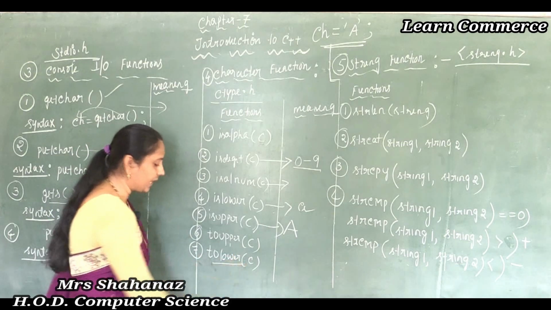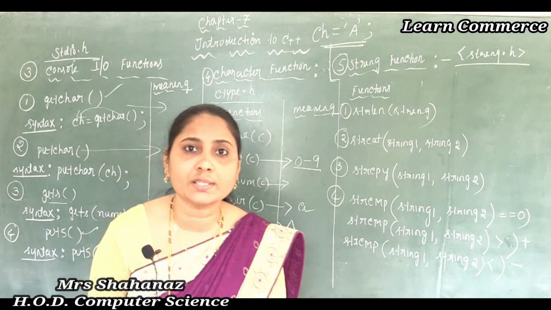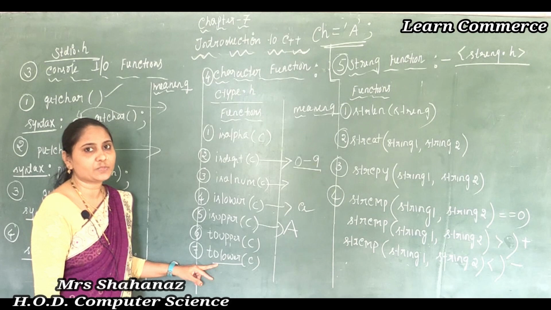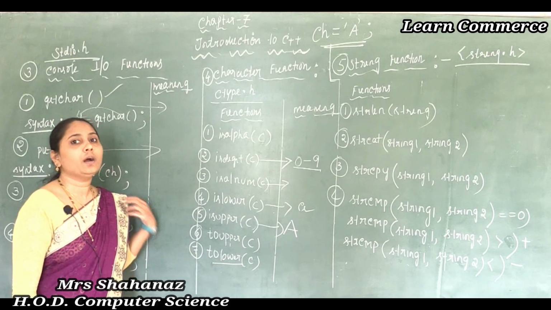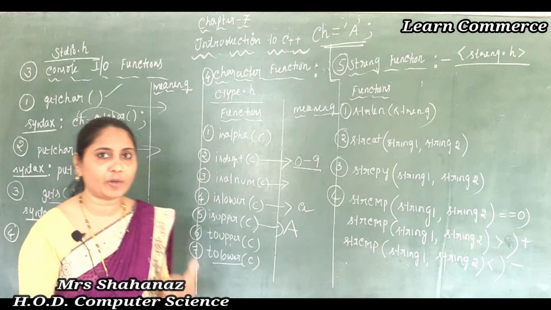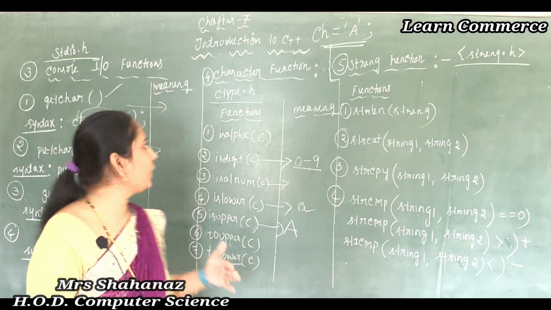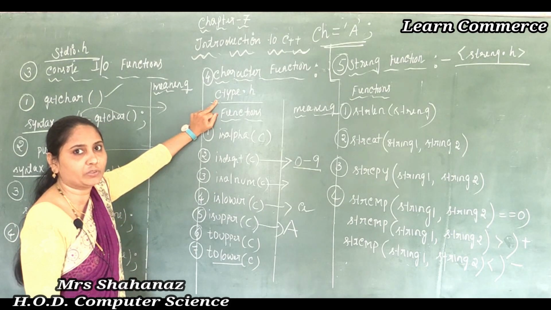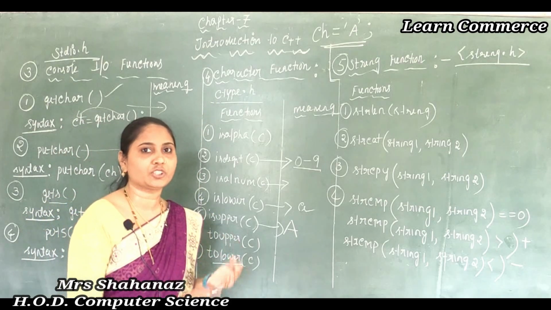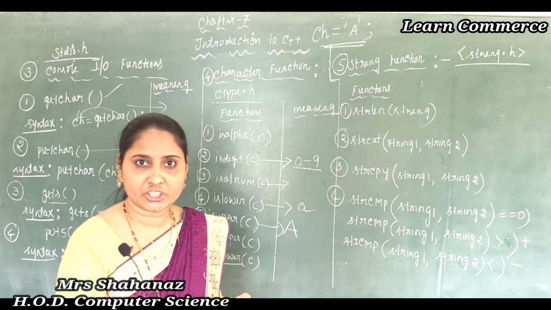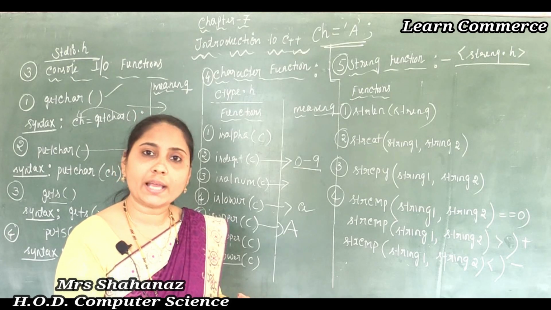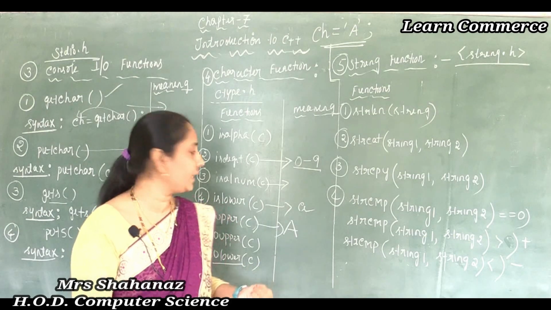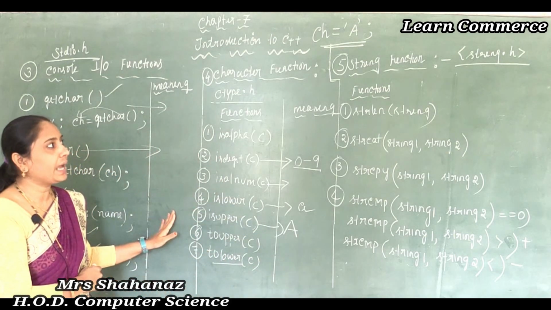And lastly, we can say the tolower of C. So it converts from upper case to the lower case. Okay, so these are the functions, and all those functions belong to the header file, or these functions require the header file. The header file is ctype.h. So now you know which functions are in the character functions: isdigit, isalpha, isalnum, islower, isupper, tolower, toupper. All are called the character functions.